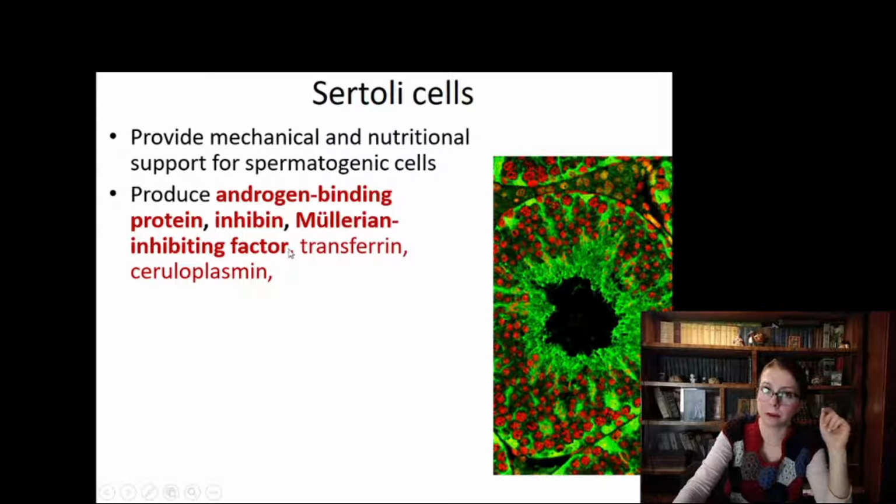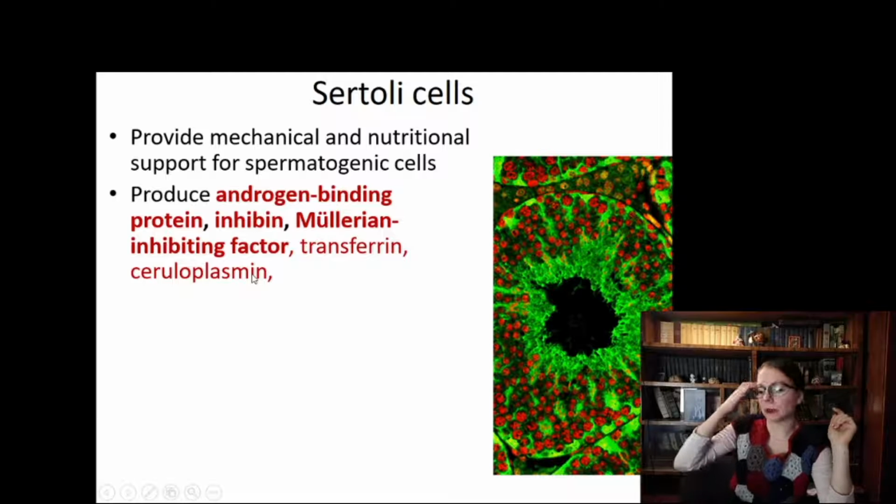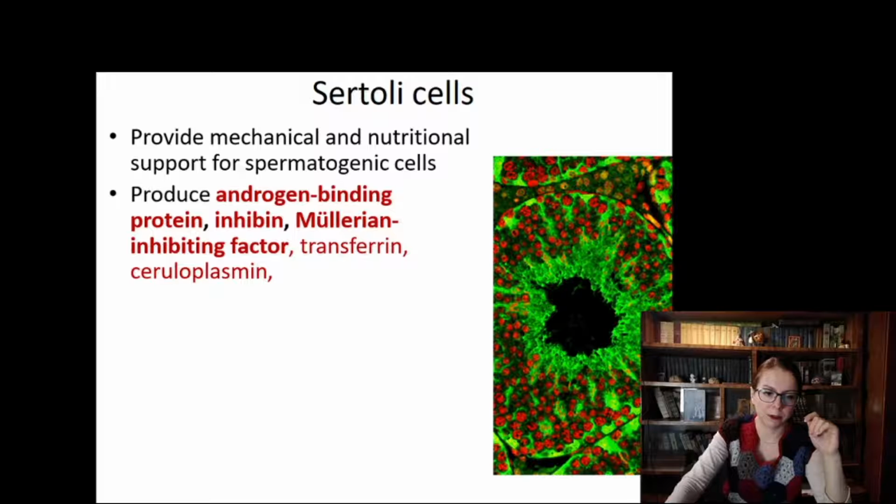Then Mullerian inhibiting factor. This factor inhibits female reproductive system formation. It inhibits Mullerian duct development. So it is especially important in embryonic development. Then transferrin and ceruloplasmin are the transport forms that help transport iron and copper respectively. So please remember those substances and their effects.